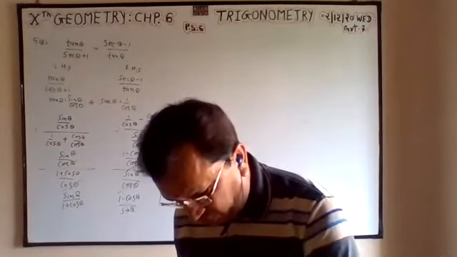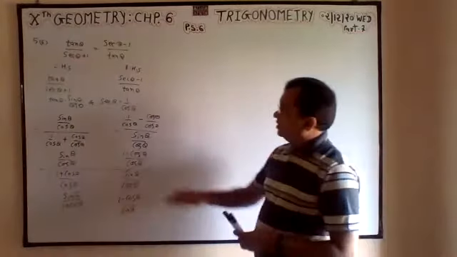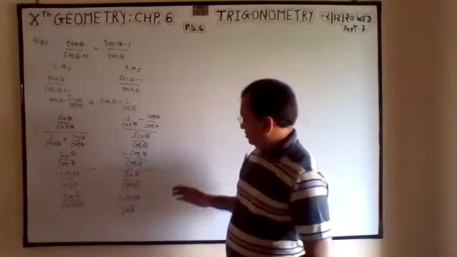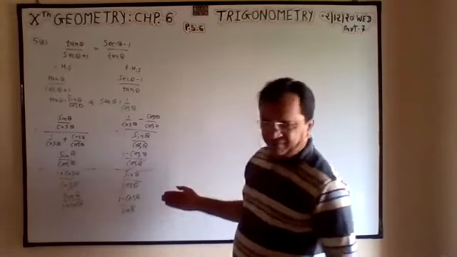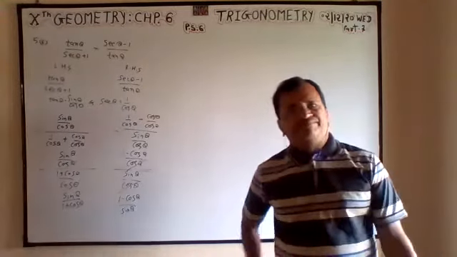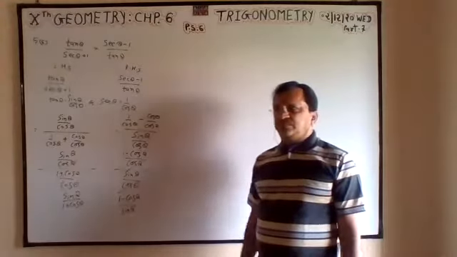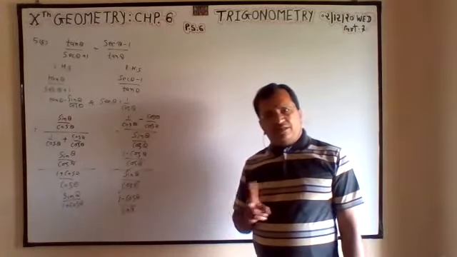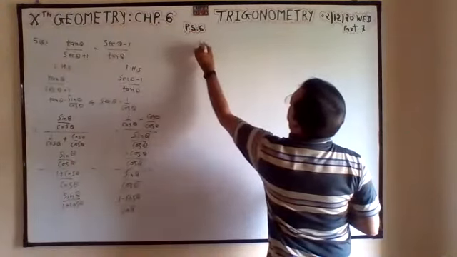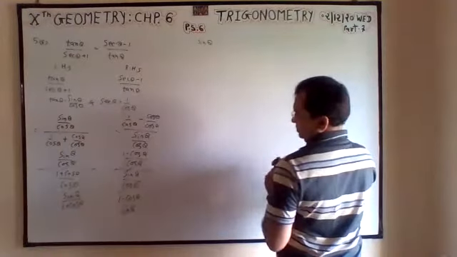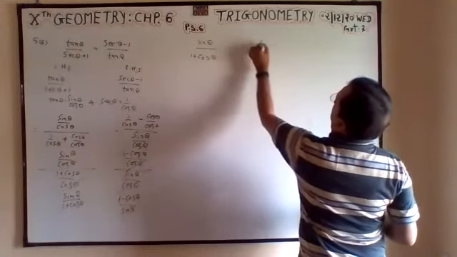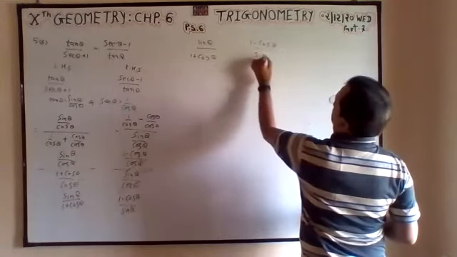You have simplified both the things. This you have simplified, you got sine divided by 1 plus cos. Here you have simplified, you got 1 minus cos divided by sine. Now there are two ways. Here it is given sine theta over 1 plus cos theta equals 1 minus cos theta over sine theta.